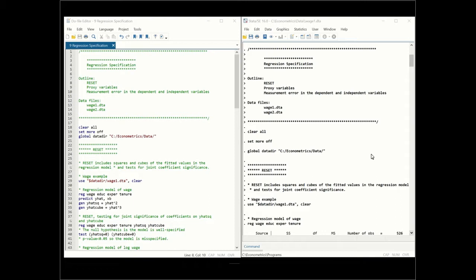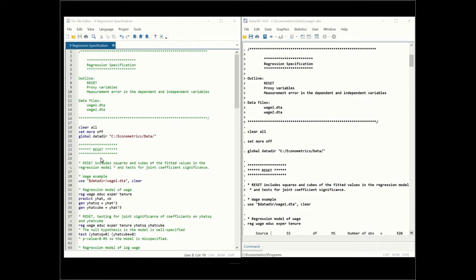I have opened up the program here and I have downloaded the two data files. I have told Stata where the data files are located, and then I have executed the program, and this is the output. So in this presentation, I will talk about RESET, and then I will talk about proxy variables, and then measurement error in the dependent and independent variables. So let's go ahead and get started.